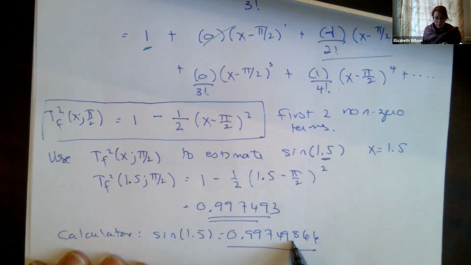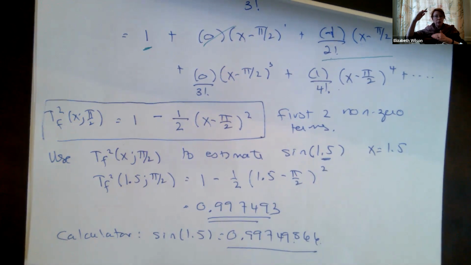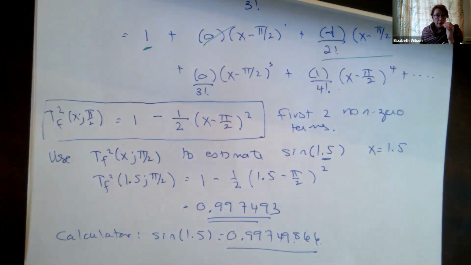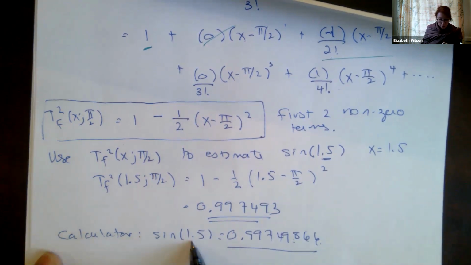Even with the second order polynomial, we're operating at 5 decimal places, which for correctness is pretty good, right? So imagine if we went out to the first, say, 100 non-zero terms. Our error would be really, really small. So the more terms you add, the higher your order, the better your approximation, certainly when your polynomial is centered close to where you're evaluating it, which it is. 1.5 is close to pi over 2.